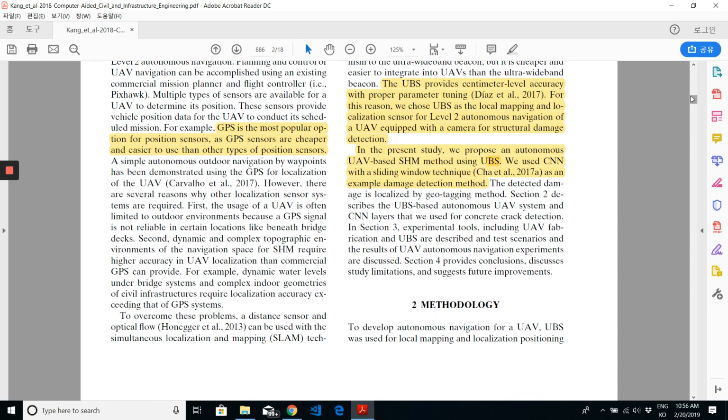However, UAVs usually depend highly on GPS for their localization. GPS does not work indoors, so we are using an ultrasonic beacon system for localization indoors. And we are also using convolutional neural network approaches for damage localization.